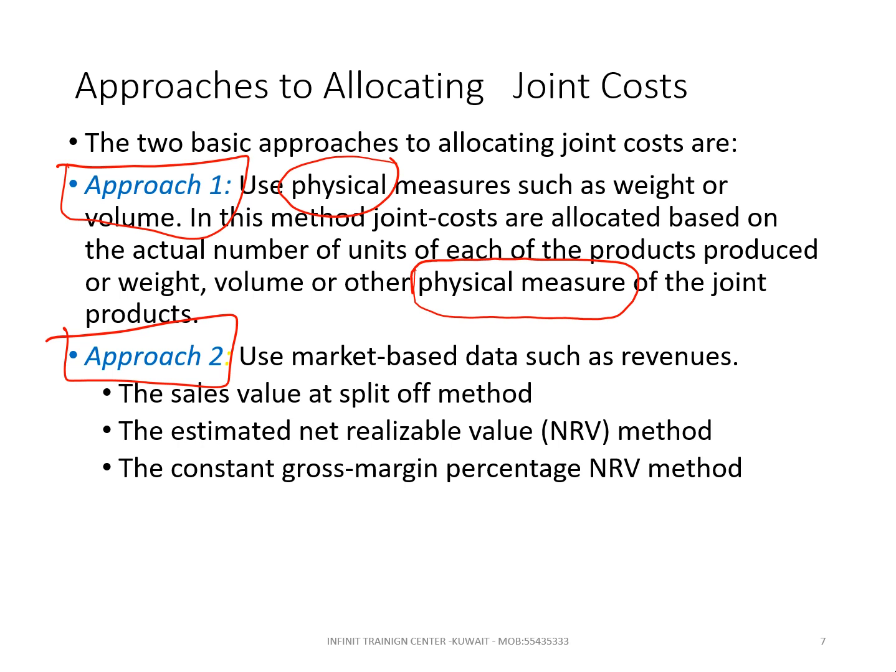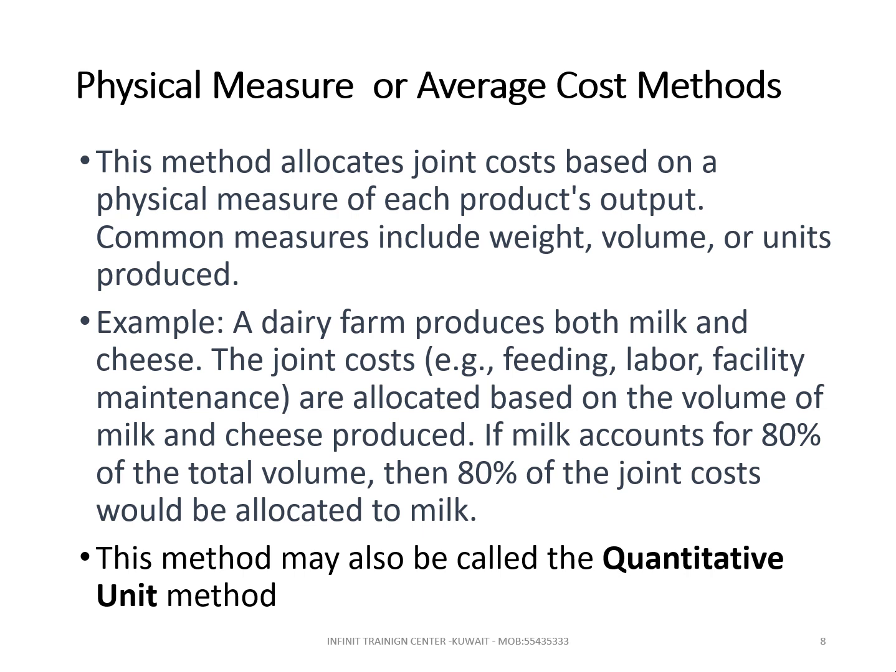Approach 2 is based on the revenues, or based on market-based data. So we have here three methods: sales value at split off, estimated net realizable value, and constant gross margin percentage. So we have to see all of these methods. Okay, so let's go and look at each and every method.